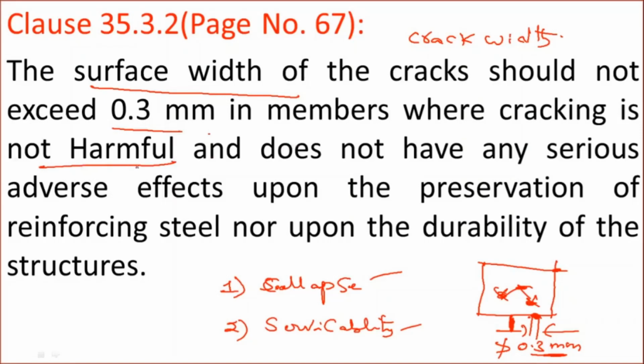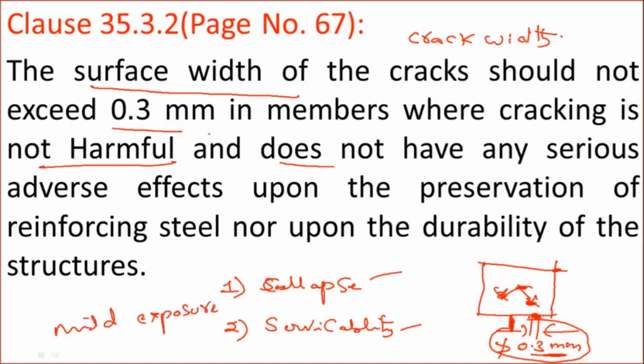Where cracking is not harmful. So whatever the crack is here, if it is not harmful to the member, then it can be 0.3 mm. And one more condition is that it does not have any adverse effect upon the preservation of reinforcing steel. That means the 0.3 mm crack generated here should not show any effect on the reinforcement. So if the cracking is not harmful and there is no problem to the reinforcement, then the crack width can be a maximum of 0.3 mm.